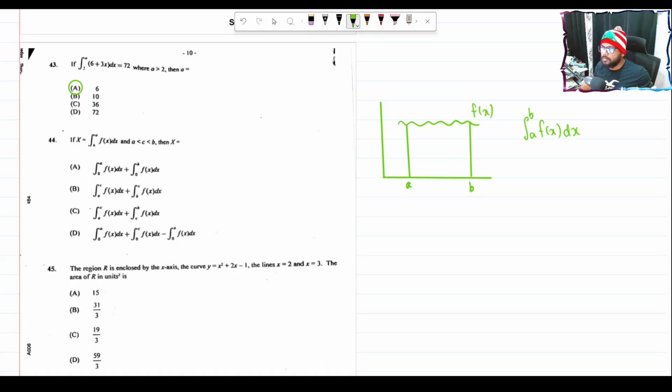Everybody good with that? Now if I include another piece, and we call it c, where a is less than c, and c is less than b, it is still the same area, but now it's separated into two pieces. I have this area, which is the integral between c and a of f of x, plus the integral between b and c of f of x. And this is the integral between b and a of f of x. Obviously, I'll leave out the dx for now.